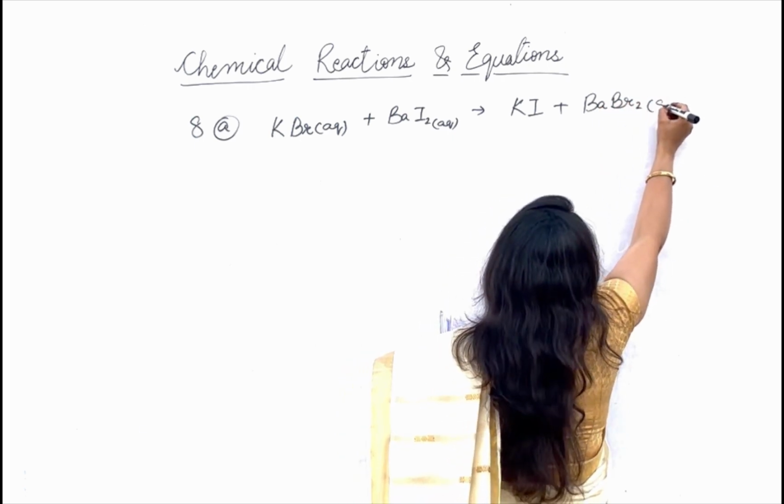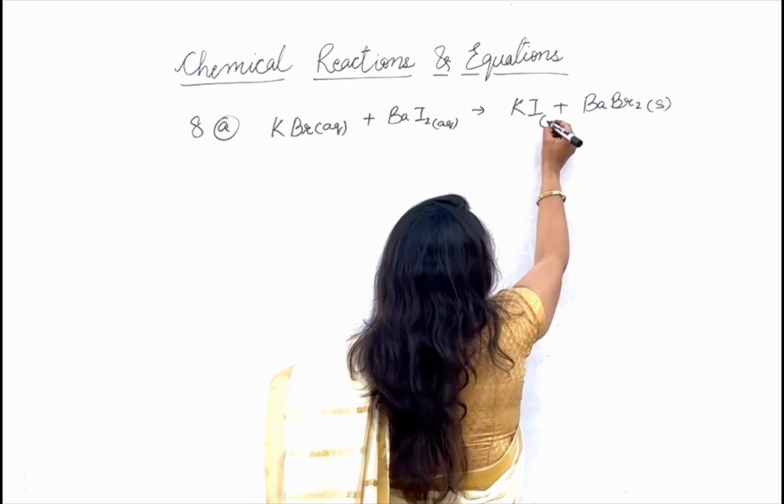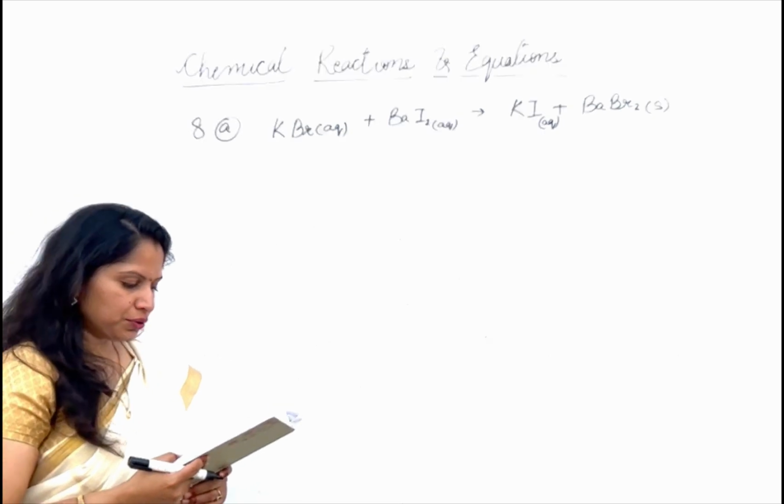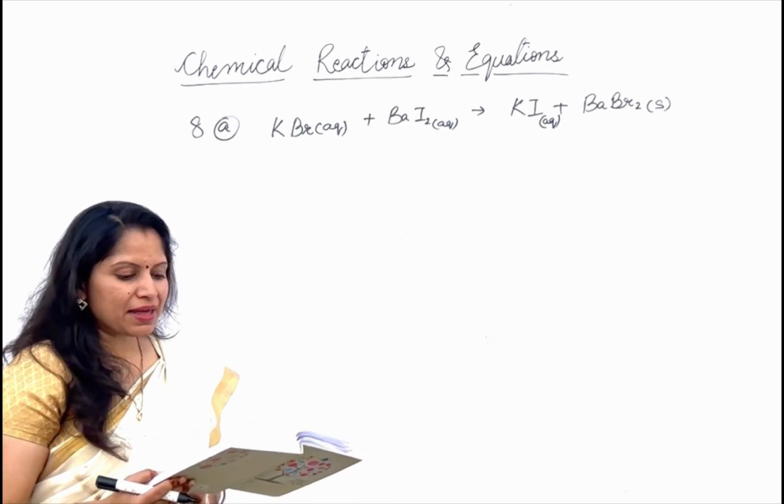Barium bromide occurs as a precipitate, so it will be solid. Potassium iodide will be aqueous. Okay, this is an example.